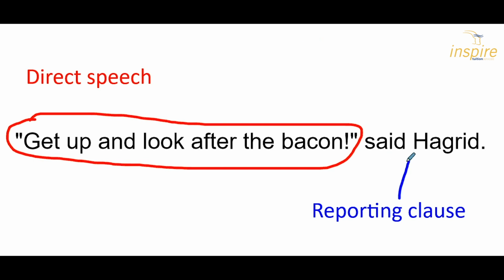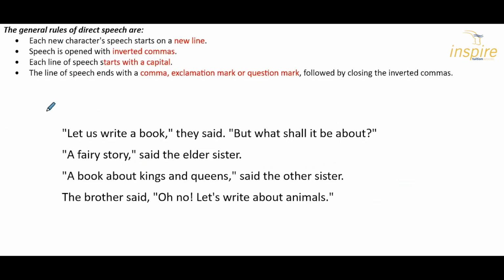The reporting clause tells us who has spoken. So in this example, Hagrid said, "Get up and look after the bacon." So we have the direct speech and a reporting clause. When we write direct speech, we always start a new character talking on a new line. This makes it easier to work out who it is that's speaking.